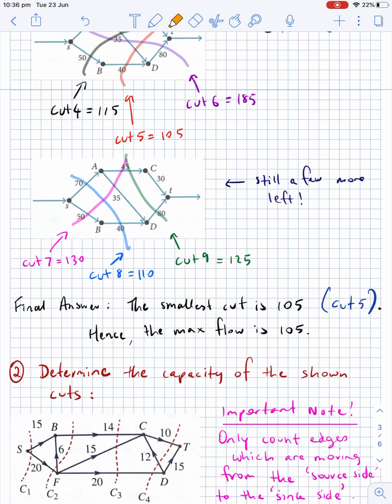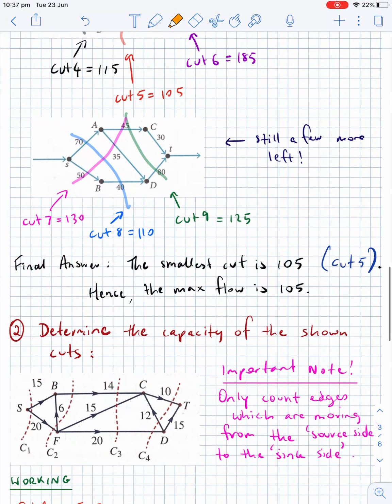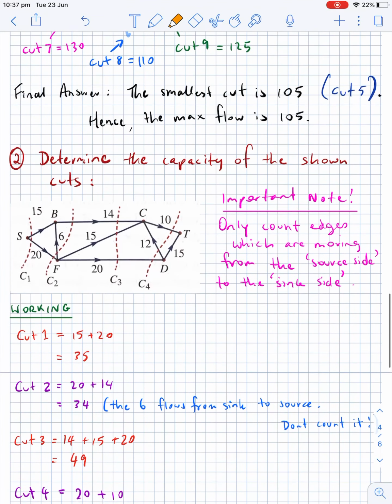And finally, that's all the cuts done. I've literally found every single possible cut that you can do that separates source and sink. And the lowest we found was cut 5, 105. So your final answer is that the smallest cut is 105, hence the maximum flow is 105. So remember, the rule of thumb is smallest cut equals max flow. That's how you find the maximum flow through a network.